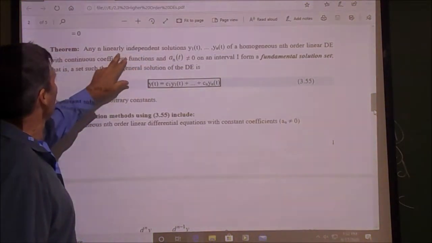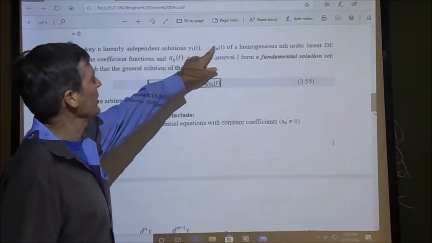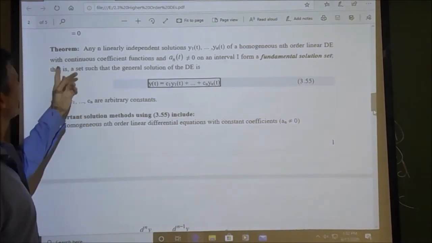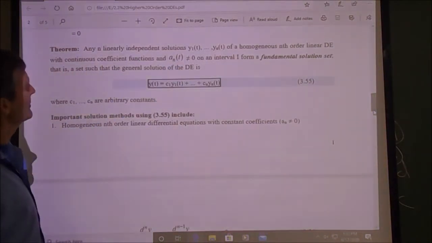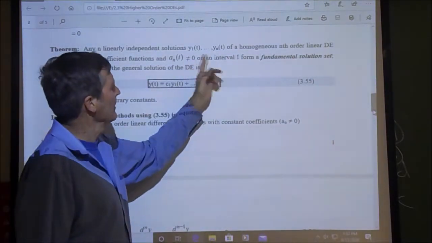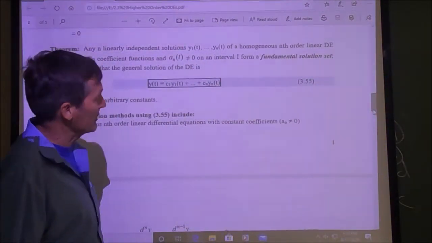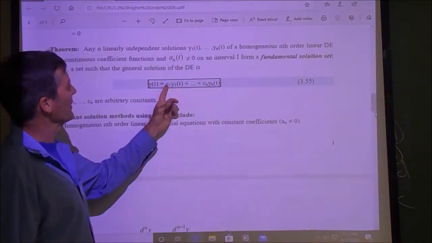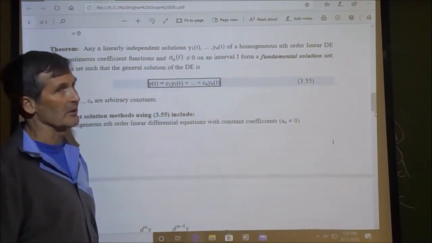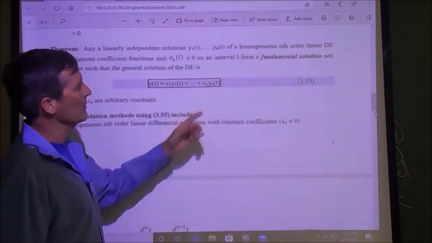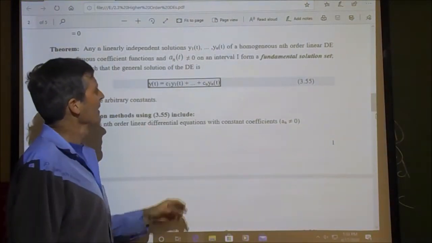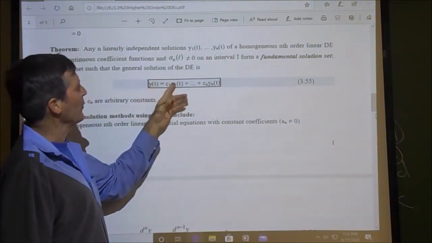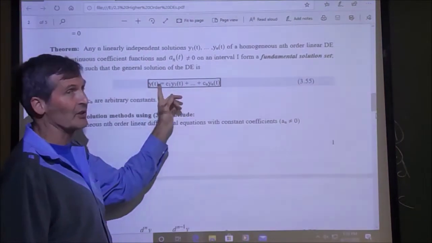It's a long proof. Any n linearly independent solutions, y1 of t through yn of t, of a homogeneous nth order linear differential equation with continuous coefficients, with leading coefficient not equal to 0 on an interval I, form a fundamental solution set, we call it, in the sense that the general solution, the form of all solutions, can be written as an arbitrary linear combination of the n solutions. So not only is any expression of this form a solution if you get n solutions to an nth order equation, but if y1 through yn are also independent, then this is the form of all solutions.